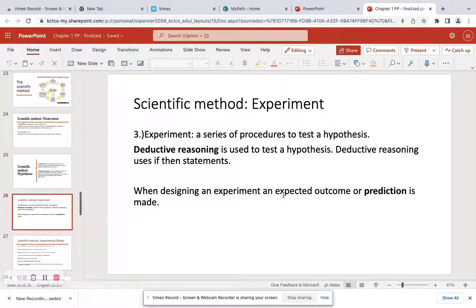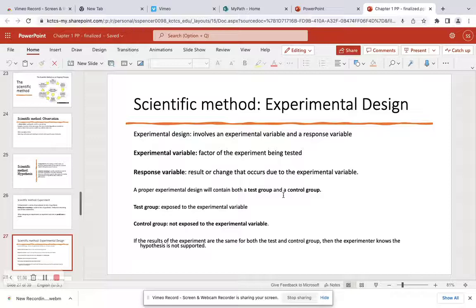So once we have a hypothesis, we have an informed statement, we're going to test it, right? We're going to develop an experiment. It's a series of procedures to test the hypothesis. It's important that when we develop a proper experiment that we're going to have these four things. And again, these four things are important to know. The experimental variable is the factor of the experiment being tested. It's the thing that is subject to change. The response variable is what do we expect to occur due to the experimental variable, right? It's the response variable.